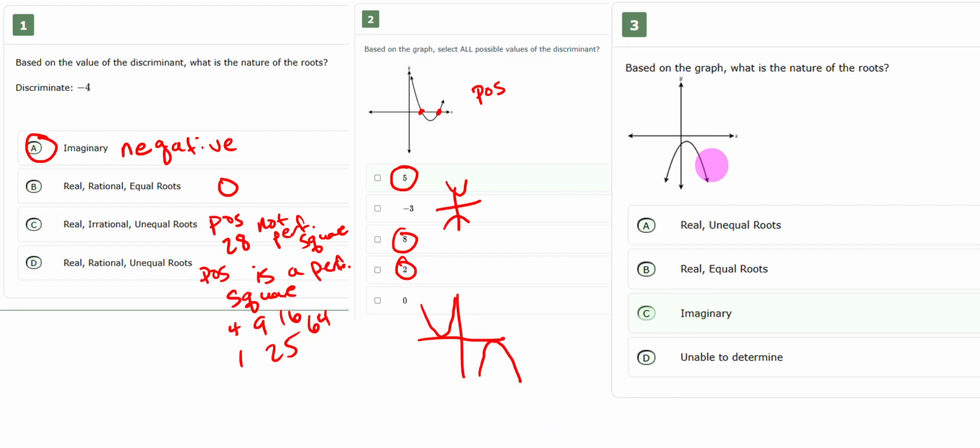Nature of the roots here, doesn't cross, that's our negative ones. That's imaginary. Real unequal roots is what we had over here, that's when it's like that. Real equal roots is when it touches just once and touches right there. Unable to determine, well, we can always determine with these. Okay.